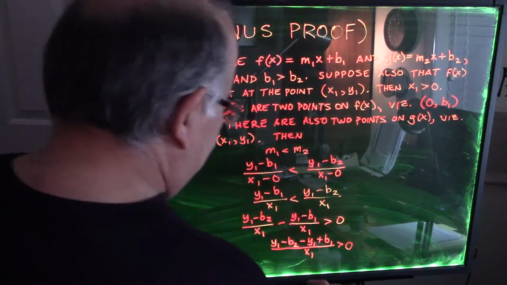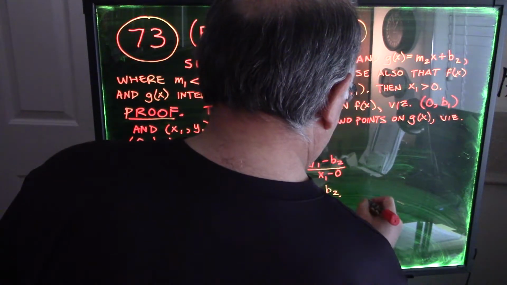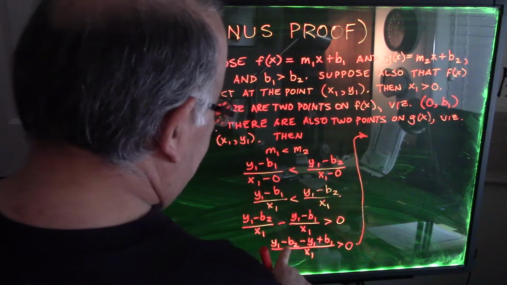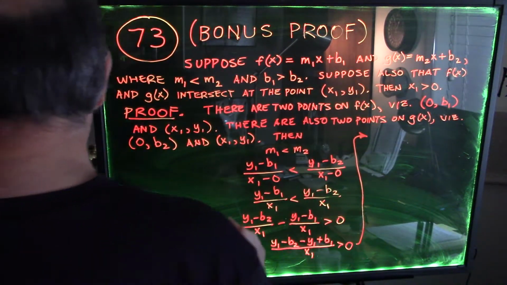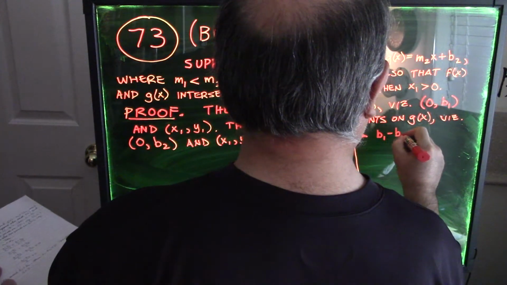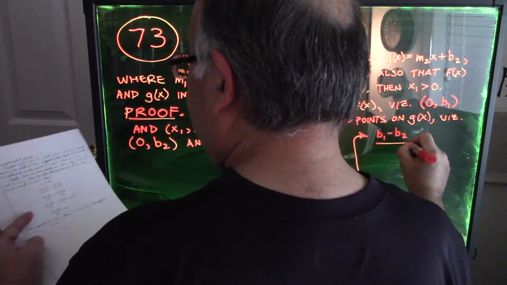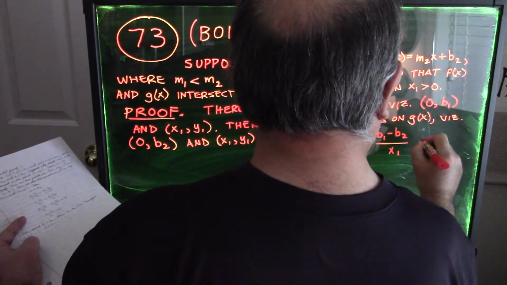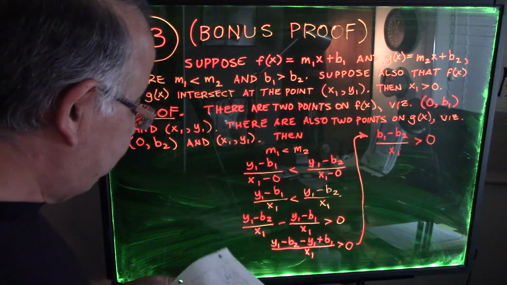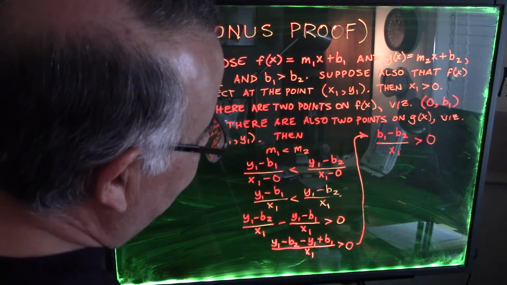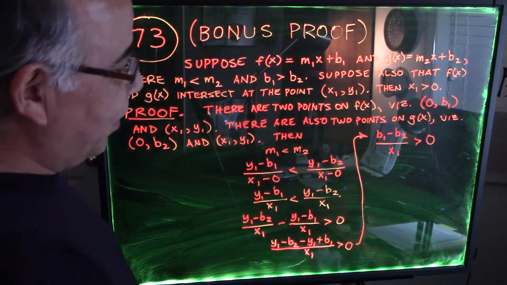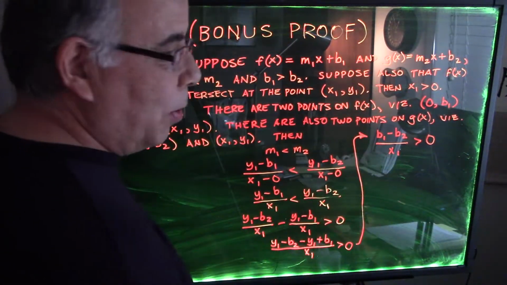I'm running out of space, so let me move it up here. We'll continue there. Now you just simplify the numerator. You get b1 minus b2 over x1 is greater than 0. Now, what we have is a fraction which is positive. This fraction is greater than 0, which means it's positive.